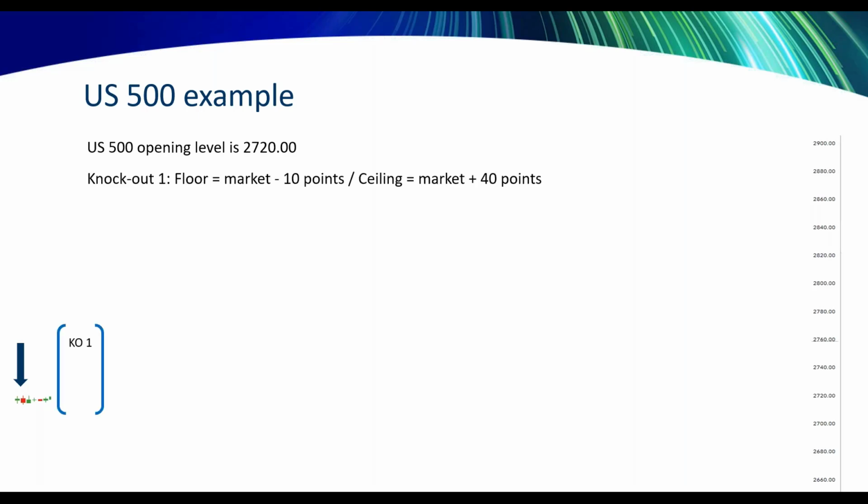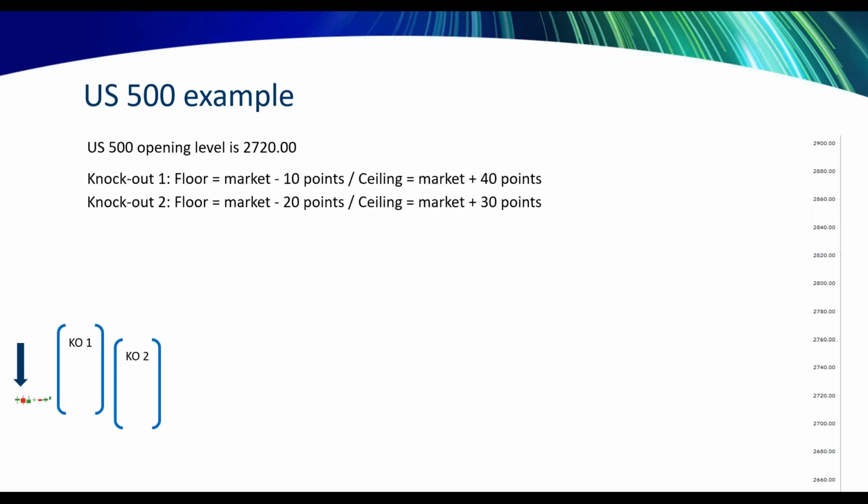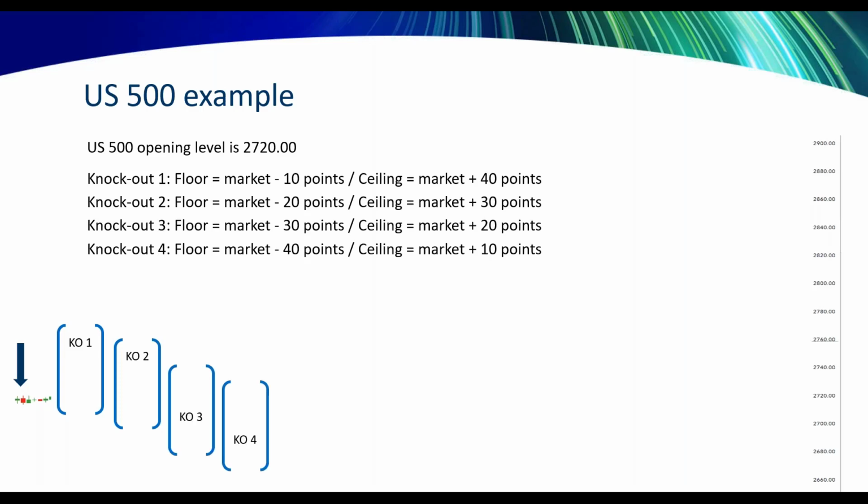Now let's walk through an example so you can actually see it. All right, this is an example of the S&P 500. And here we are on the left-hand side. This is a chart, and the chart will populate. We're starting the week, and again, arbitrary numbers. The S&P is at 2720. All right, and we list 4 knockouts: 1, 2, 3, and 4. So you'll have 4 different knockouts.